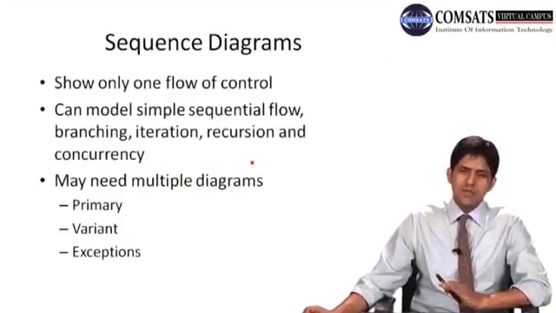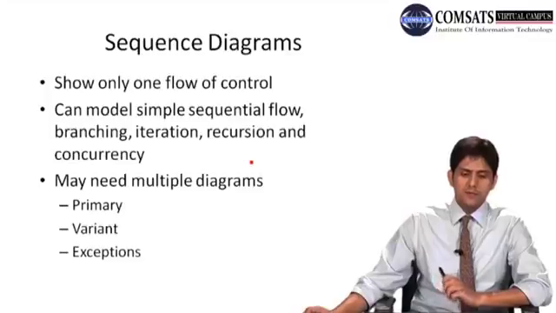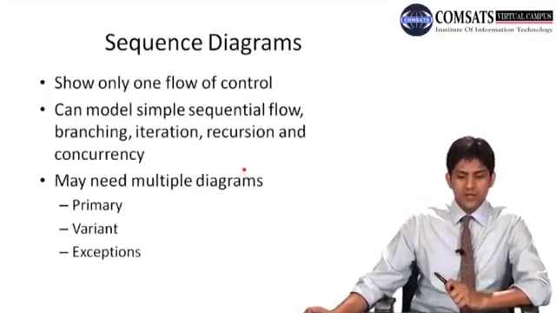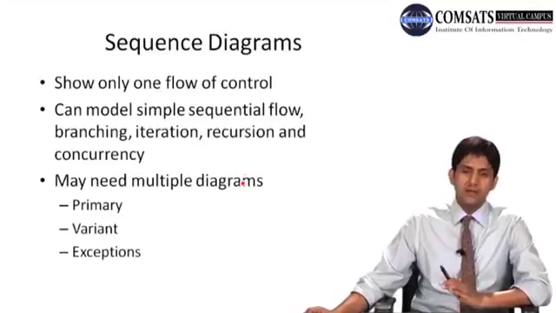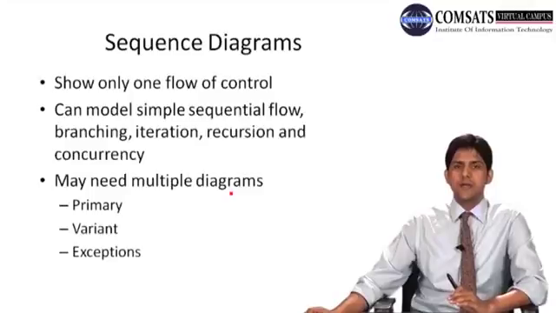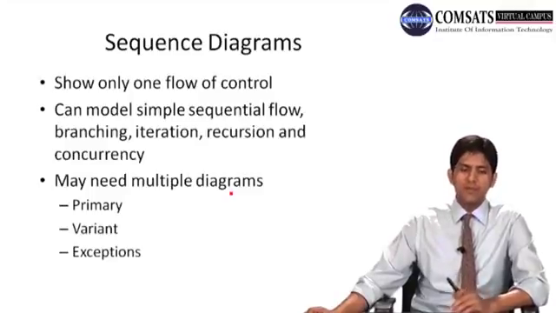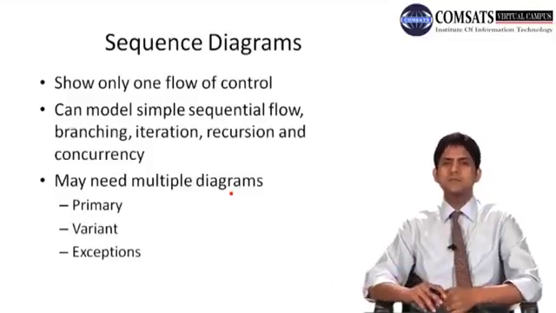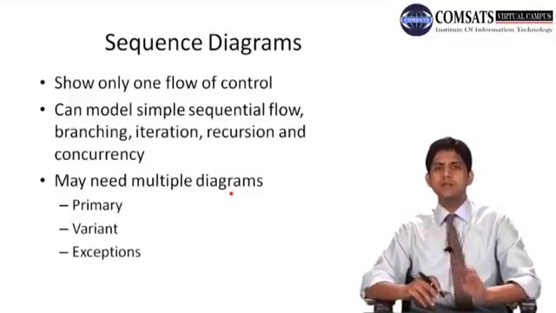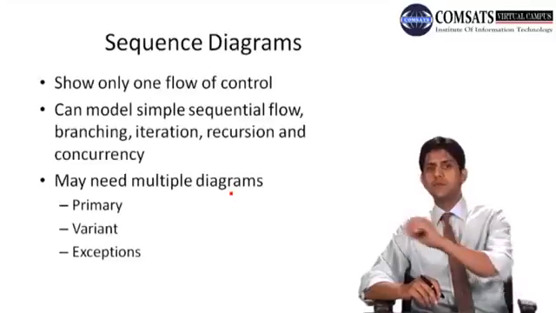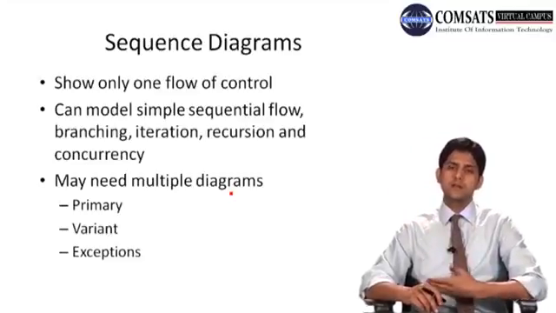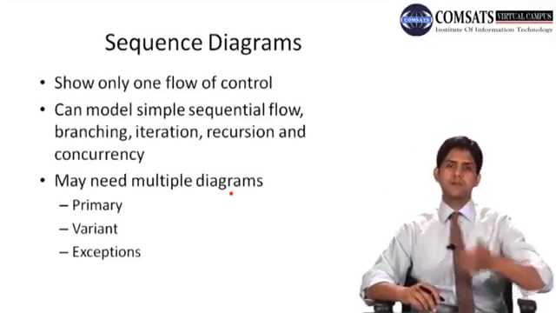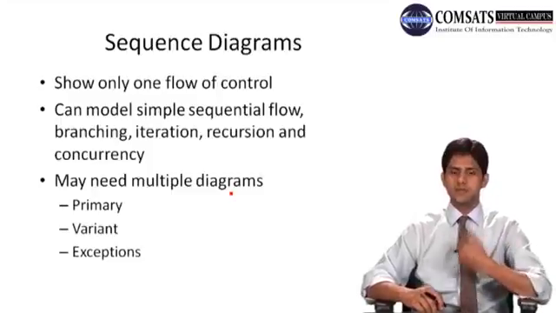Okay, so sequence diagrams show only one flow of control. They can model simple sequential flow, branching, iteration, recursion and concurrency. Through system sequence diagrams we can do multiple things. An example of a simple sequential flow would be that a student logs into a student management system and views his results. That is a very simple sequential flow.